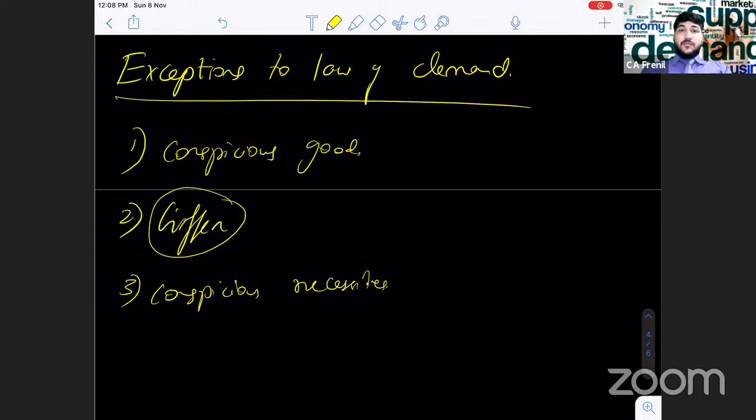Next, future expectation about prices. It has been observed that when prices are rising, households expect that the prices of the future will be still higher.